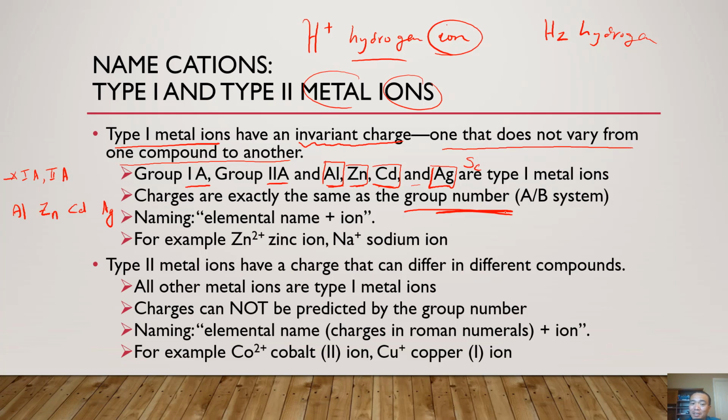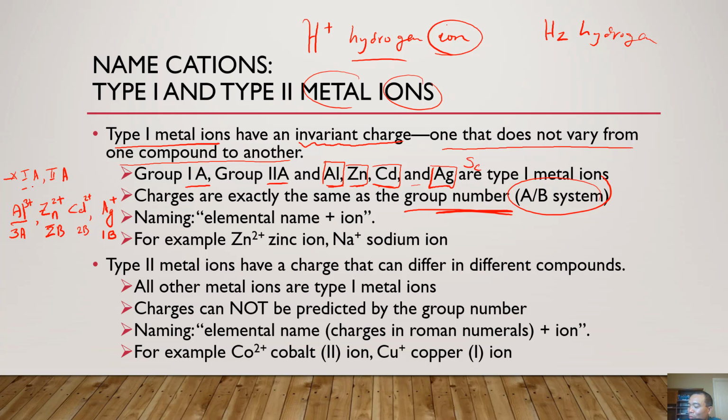If you look at your periodic table, please have a periodic table by you all the time. Aluminum is in group 3A. We use the AB system; we're not going to use the 1 through 18 system. So group 3A, and this is type 1, so that's why this is a 3+ charge. For zinc, it's in 2B, again the AB system, so this is why it is a 2+ charge. Cadmium is in 2B as well, so it's 2+. And silver is in 1B. That's why it's a 1+ charge.